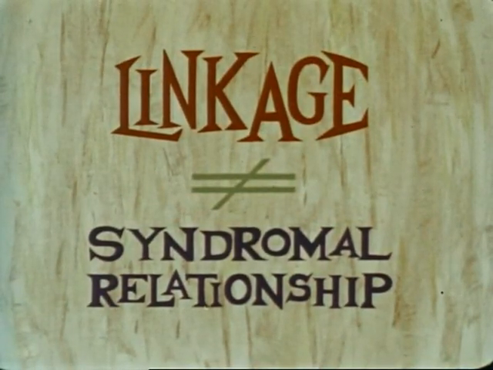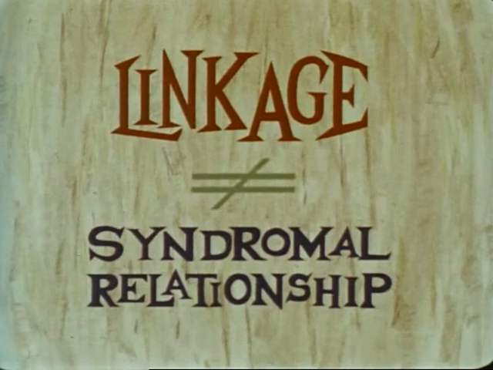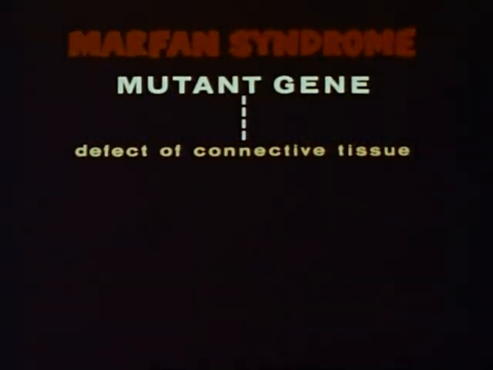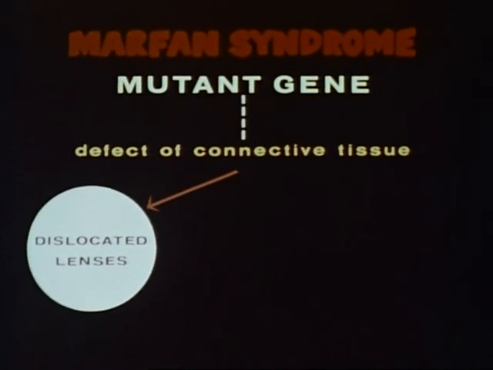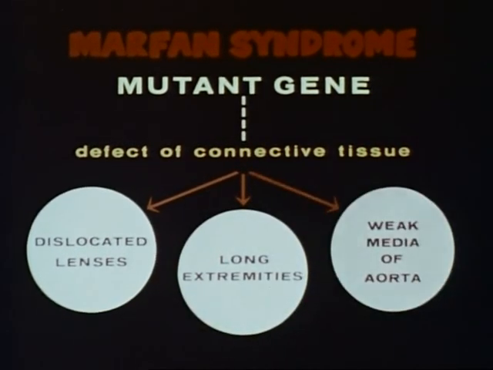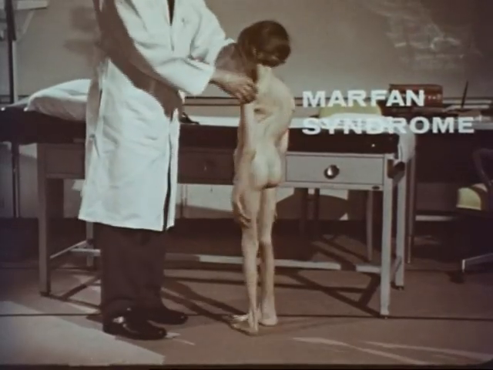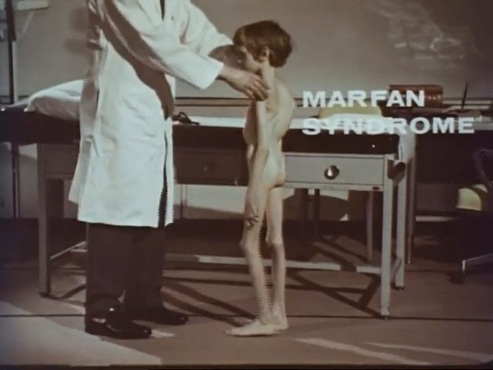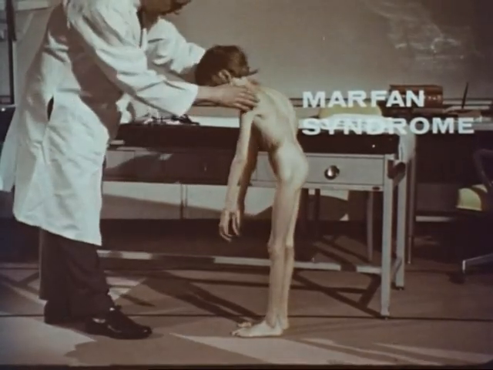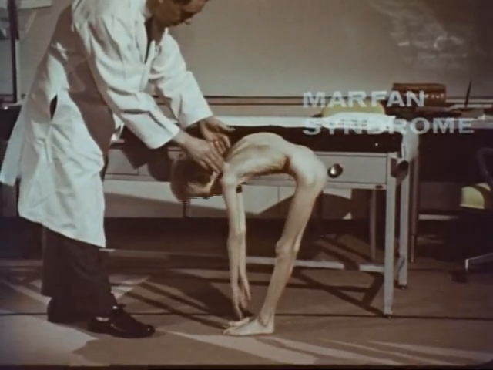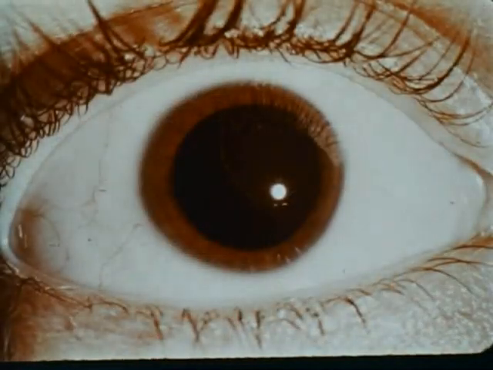The second point, linkage must be distinguished from syndromal relationship. In the Marfan syndrome, dislocated lenses in the eye, long extremities, and weakness of the aorta occur together. However, coincidence is due in this and most hereditary syndromes to the fact that one gene has widespread effects and not due to close linkage of several separate genes. Because of the recombination between homologous chromosomes through crossing over, even traits due to closely linked genes are found randomly combined after the passage of a number of generations.